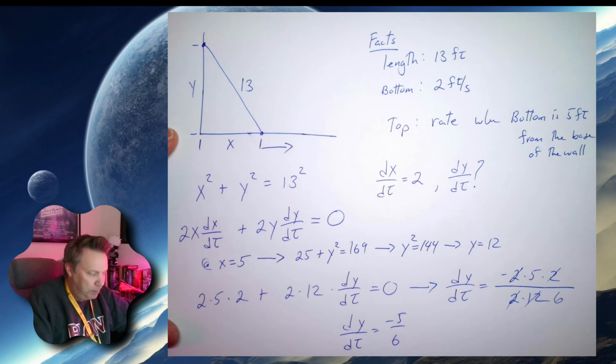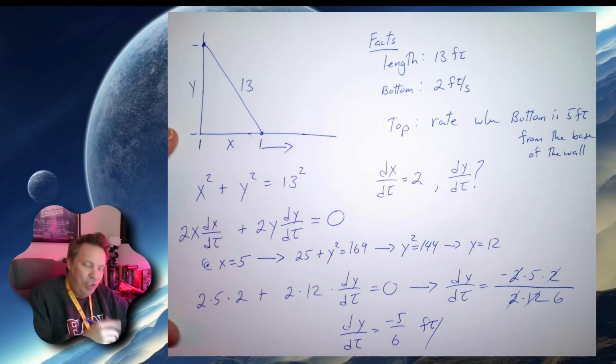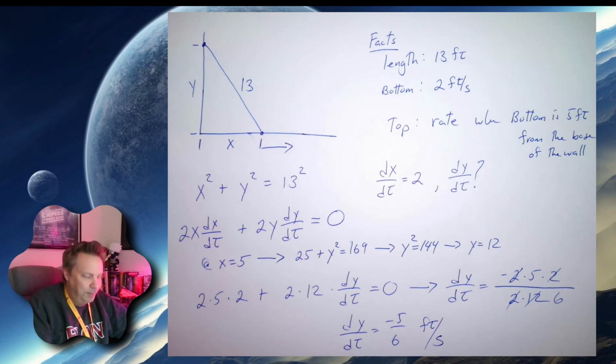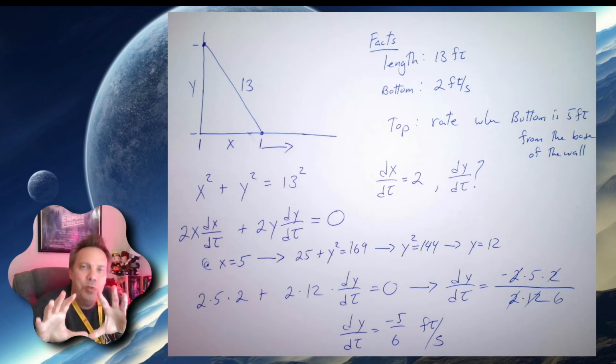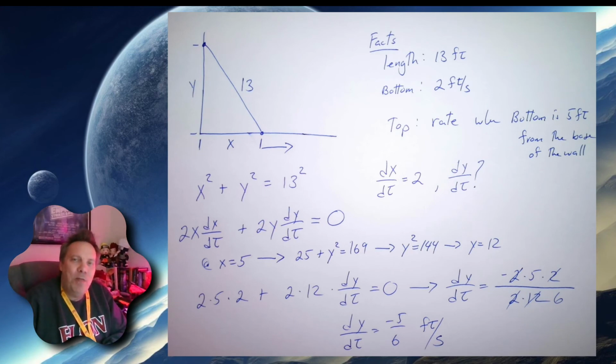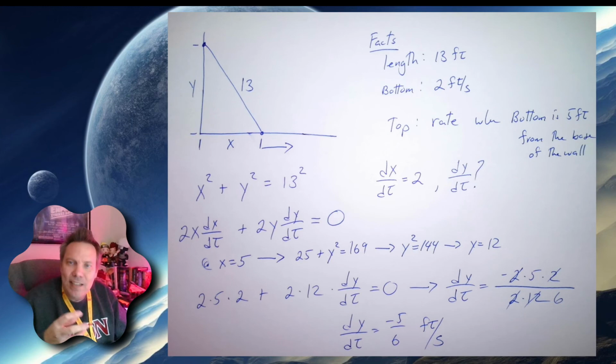What are the units? Well, the units for y were measured in feet, and the units for time were measured in seconds. So when the bottom of the ladder is 5 feet from the base, the top of the ladder is moving downwards at 5/6 of a foot per second. That's what this negative sign means. Y is getting smaller. This distance is getting smaller.